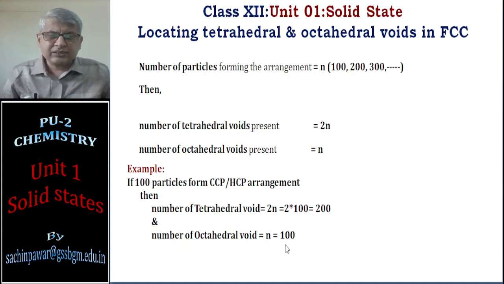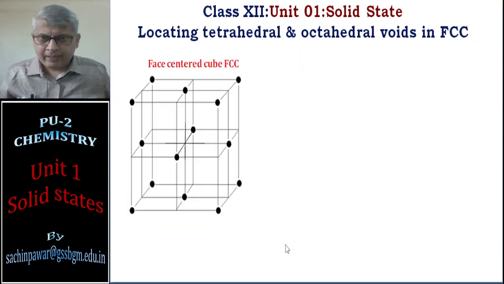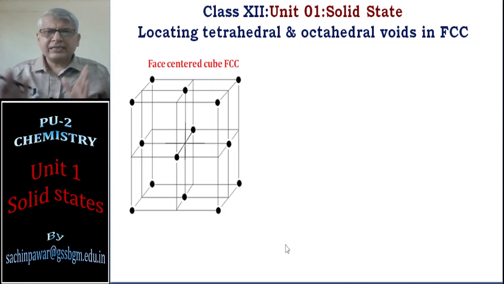So with this formula in mind, let us try to find out the tetrahedral and octahedral voids in FCC. Now when I say FCC, you already know the FCC structure is the one where we have particles at the corners and particles at the center of every face. The diagram is there on your screen.